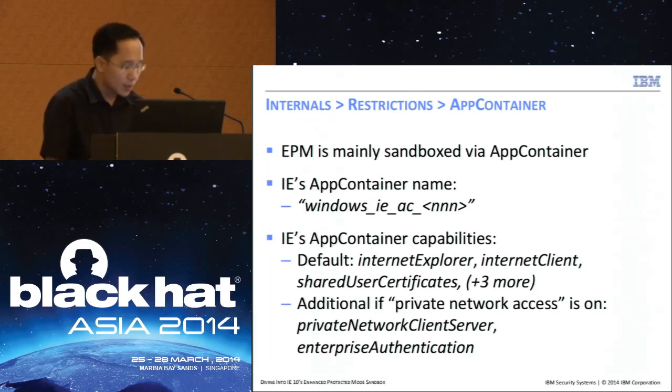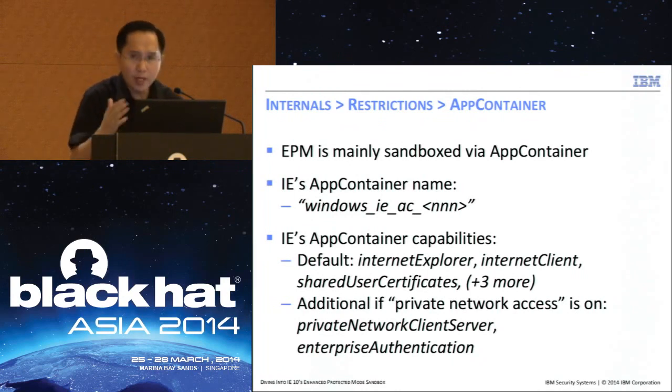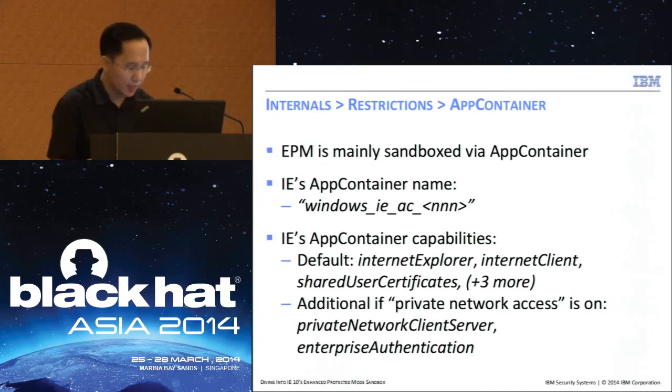IE uses a separate container when browsing internet sites, and it also uses a separate container when browsing trusted home and corporate intranet sites. The only difference is that the app container used when browsing internet sites has additional capabilities assigned that allow access to private network resources.